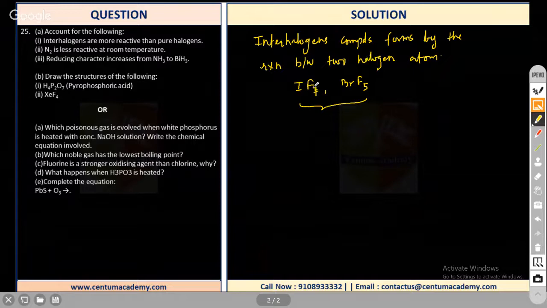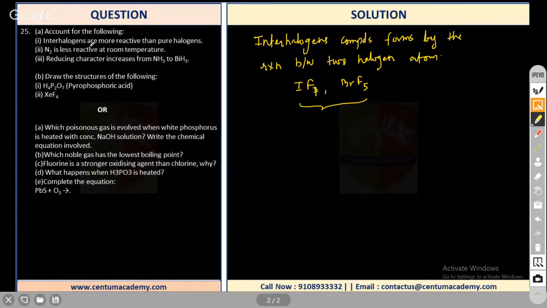And here the bond strength of two different halogen atoms is weaker than the bond strength of a molecule of the same halogen atom, right? Like suppose you compare I-I bond strength and I-F bond strength. Since this bond strength is weak, it is comparatively more reactive than the pure halogens. That's the reason you have written, which is correct. But write a little bit about interhalogen compounds, write a few examples, and then support your reasoning. I hope you all know this.